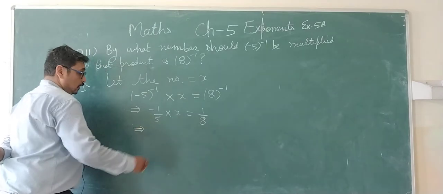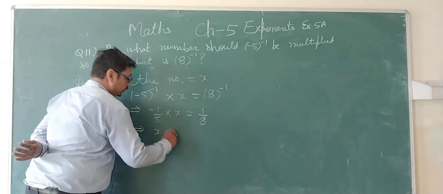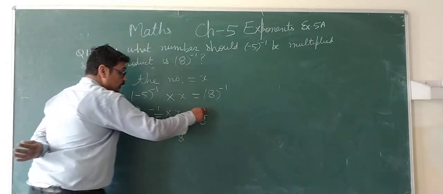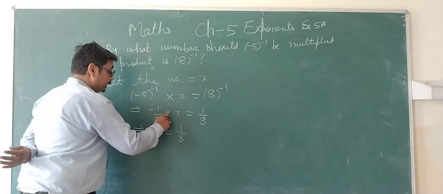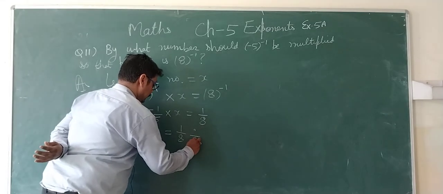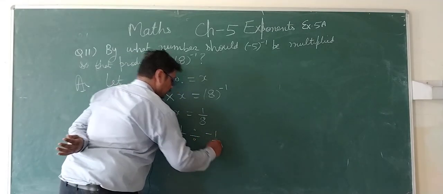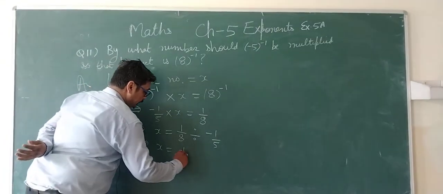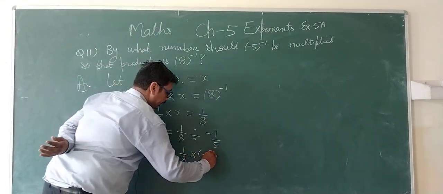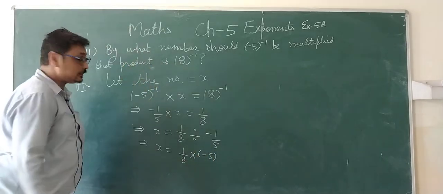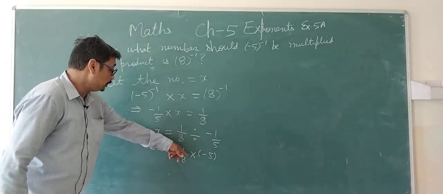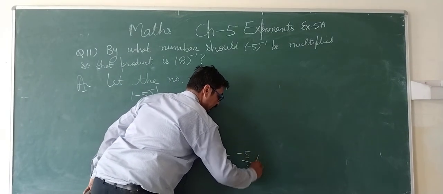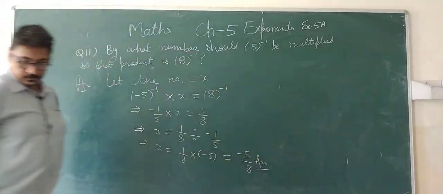Now we can find the value of x. It is 1/8 divided by (−1/5). It can be written as 1/8 multiplied by −5, because division is the reciprocal of multiplication. So it becomes −5/8. This is the answer.